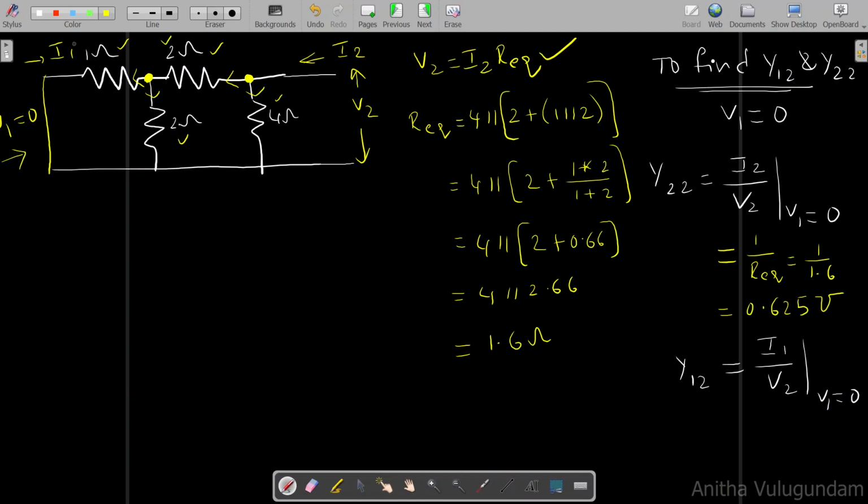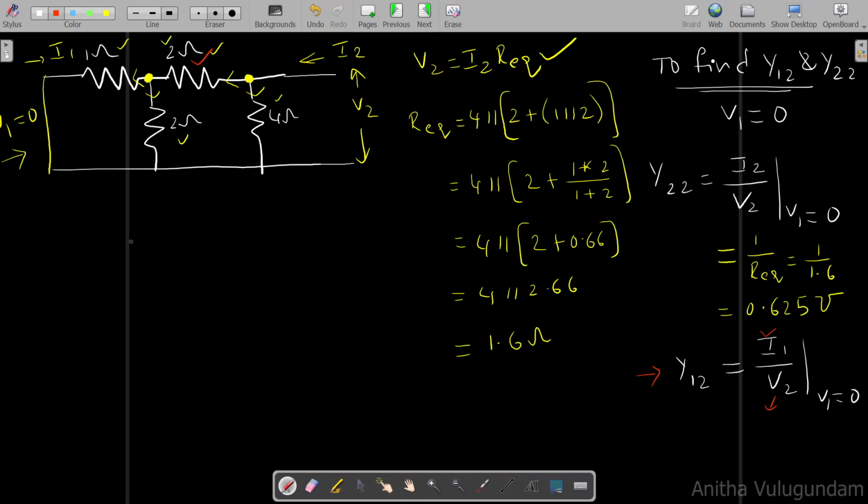Okay. Next thing is to find y12. To find y12, I1 divided by V2. V2 can be written as I2 into R equivalent, but we should find I1 now. I1 is the current flowing in the 1 ohm resistor. In order to find this, we should first know how much current is flowing in the 2 ohm resistor.